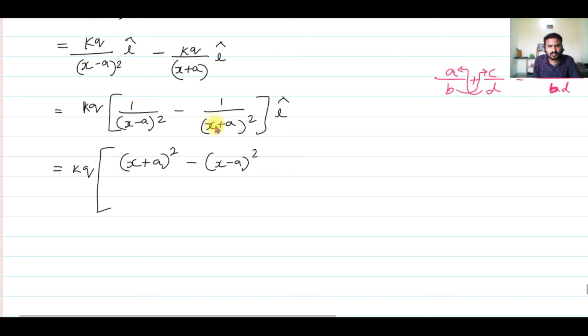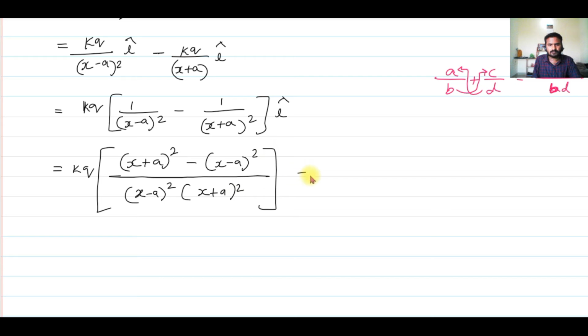So the same thing I'm following. This x plus a the whole square will get multiplied with this one, minus this x minus a the whole square will get multiplied with this one, and then whole divided by x minus a the whole square into x plus a the whole square. Okay.